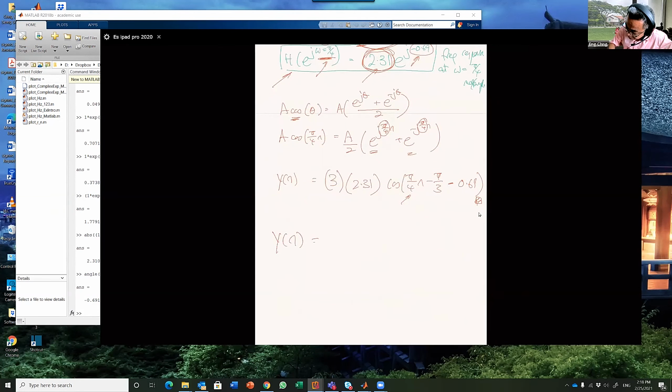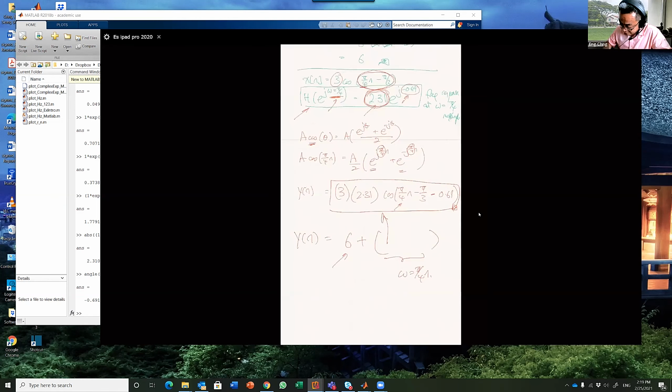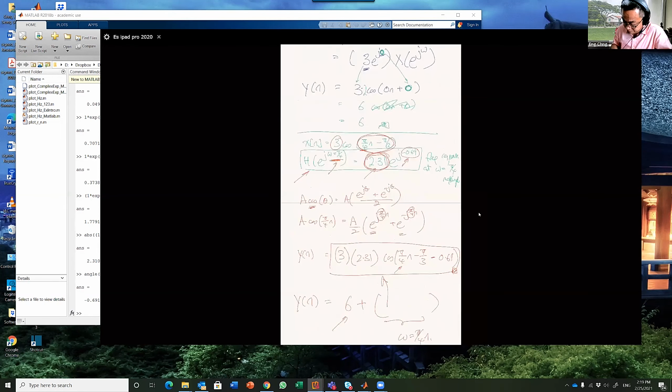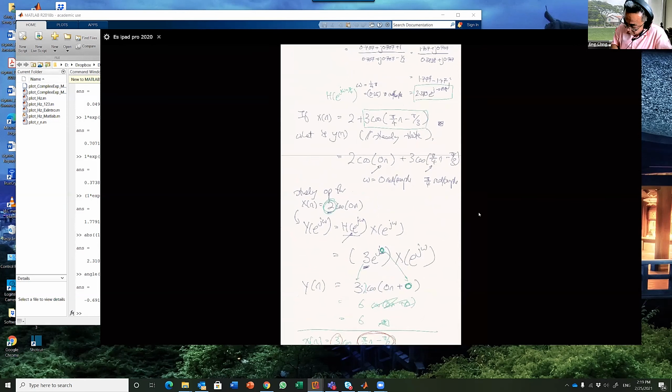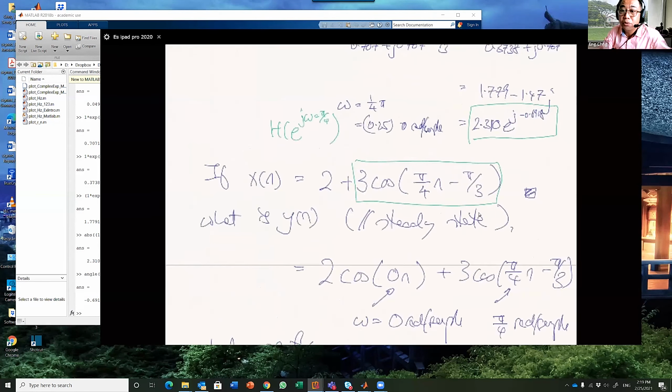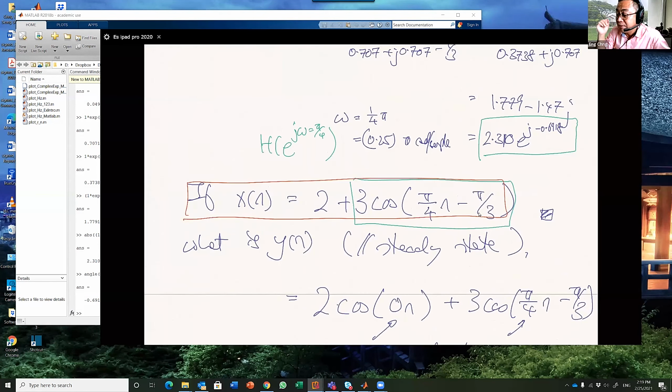Where does 6 come from? It comes from omega equals 0. This second one comes from where? This guy is for omega equals pi over 4. So in many exam questions, we give you an input and we ask you what is the output in the steady state. Sometimes we just keep quiet about the steady state because that's all you can compute anyway.